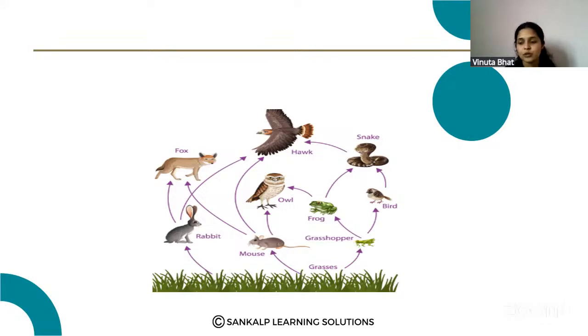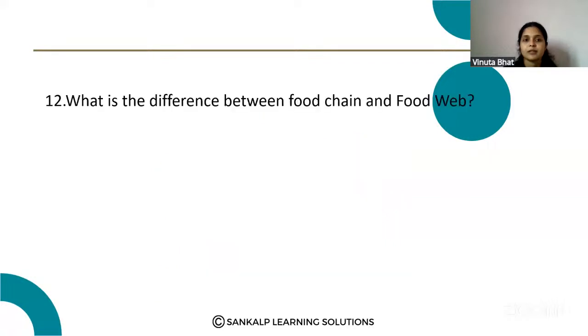Okay, so one of the important questions. Next question. What is the difference between the food chain and the food web? So, a food chain means there is a single chain of organisms, but a food web means there is an interconnected series, right? So, you can see the interconnected food chains, that is the food web.